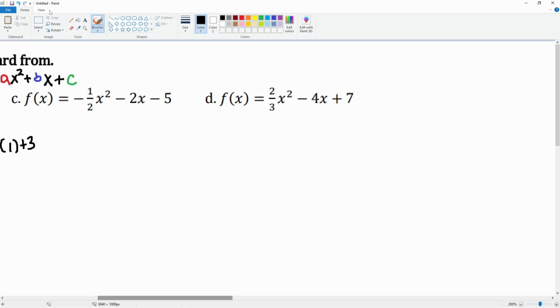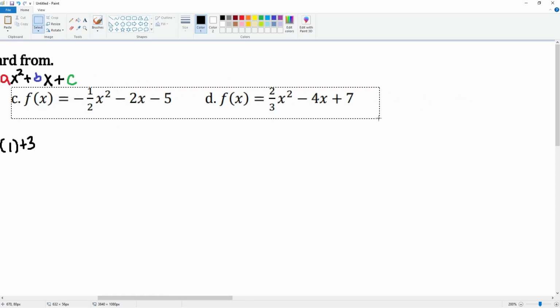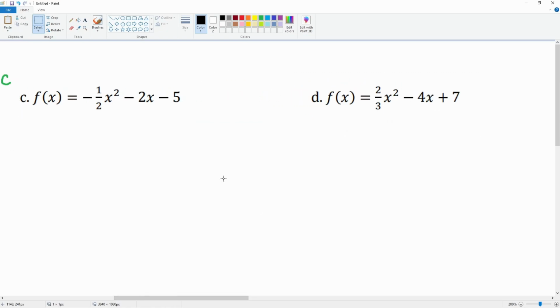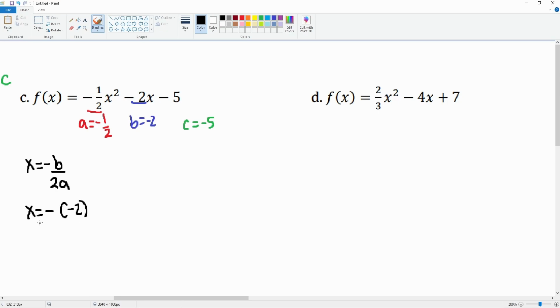Let's go to C here. Move it over so we have a little bit more room to work. So first thing is I need to get my coefficients. So a is equal to negative 1/2. My b is equal to negative 2. And my c is equal to negative 5. My equation is x equals negative b over 2a. x is equal to negative b, which is negative 2, then on the bottom, 2 times negative 1/2. I don't make my life hard, I just plug this into the calculator.